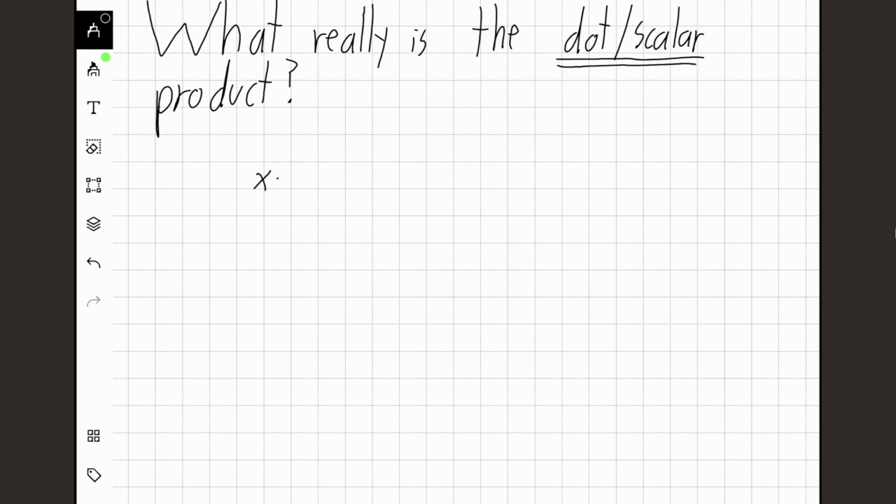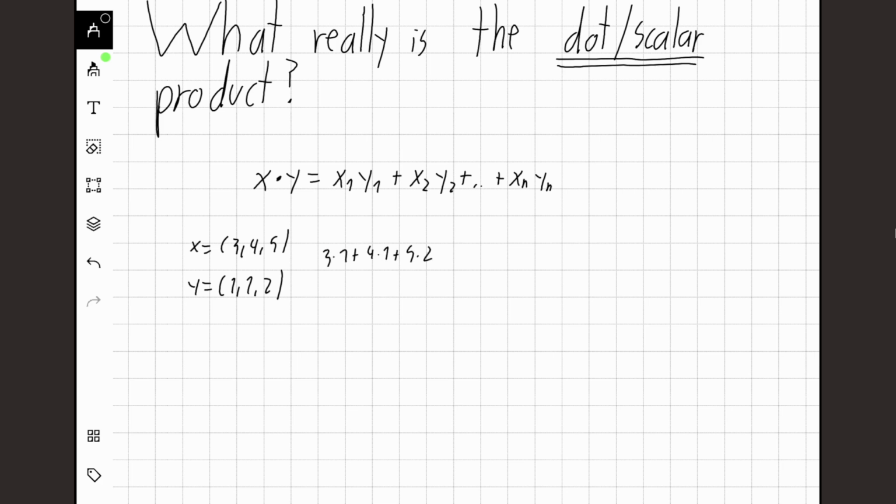You have two vectors, x and y, and you do x dot y. If x is a vector like 3, 4, 5, and y is a different vector, 1, 1, 2, well, the dot product between them is just the product of each component. So x1 y1 plus x2 y2 plus all the way to xn yn. So in this case, the dot product would be 3 times 1 plus 4 times 1 plus 5 times 2. That is the classic definition of what the dot product is.